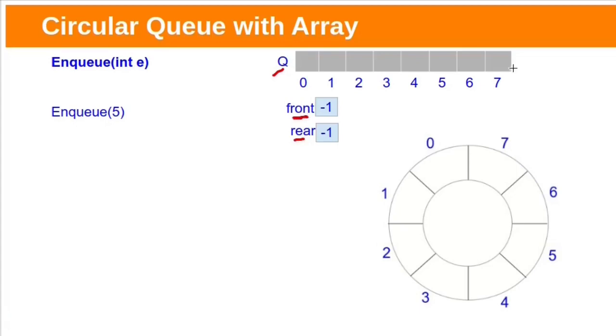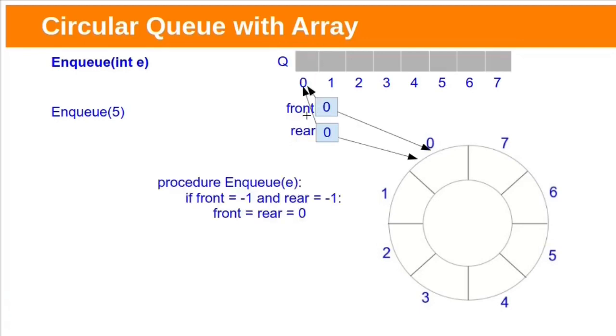When Q is empty, both front and rear will be at minus 1. Suppose we want to add the first element into Q, that should be added at the 0th index. So we need to set both front and rear to 0. Now add this element to the queue at the rear index 0. Now our queue will have one element, 5. Here this is the logical representation of the array as a circular queue.